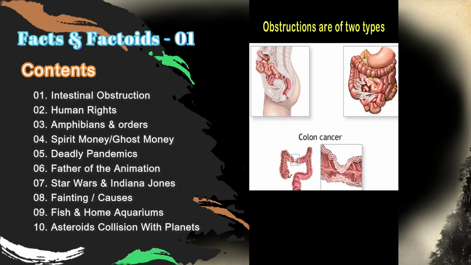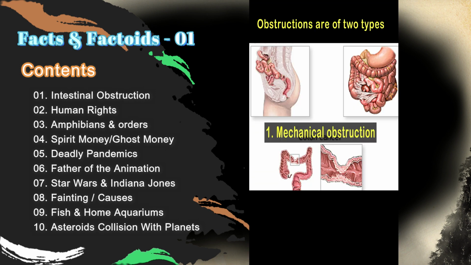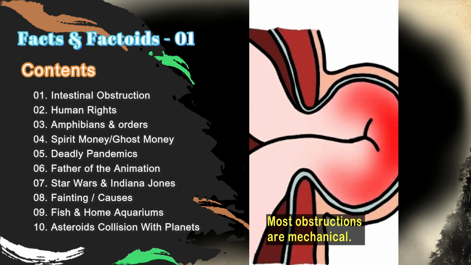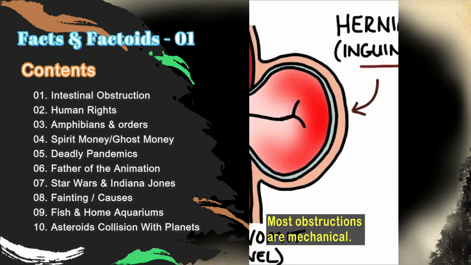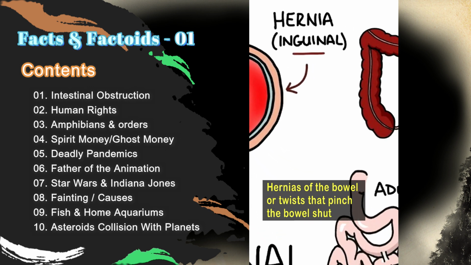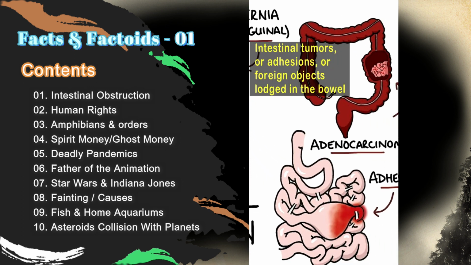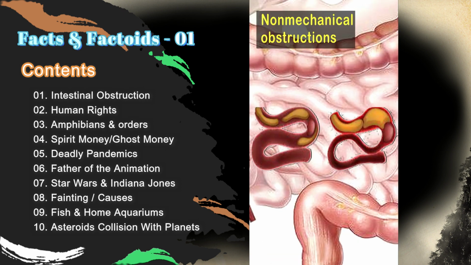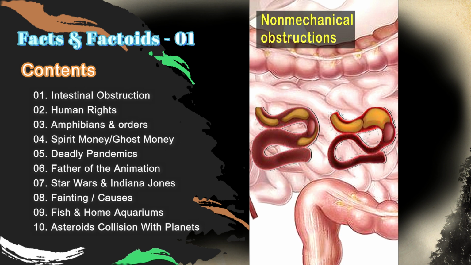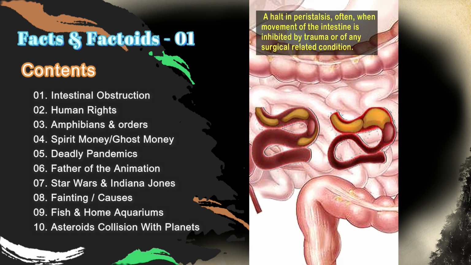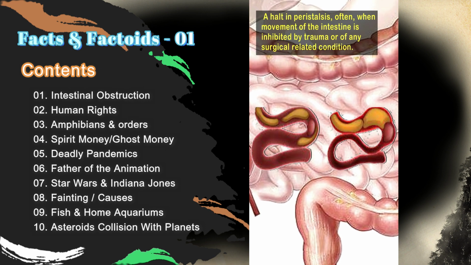Two types. 1. Mechanical obstruction. 2. Non-mechanical obstruction. Most obstructions are mechanical. Hernias of the bowel, or twists that pinch the bowel shut, intestinal tumors, or adhesions, or foreign objects lodged in the bowel. Non-mechanical obstructions: a halt in peristalsis, often when movement of the intestine is inhibited by trauma, or any surgical-related condition.